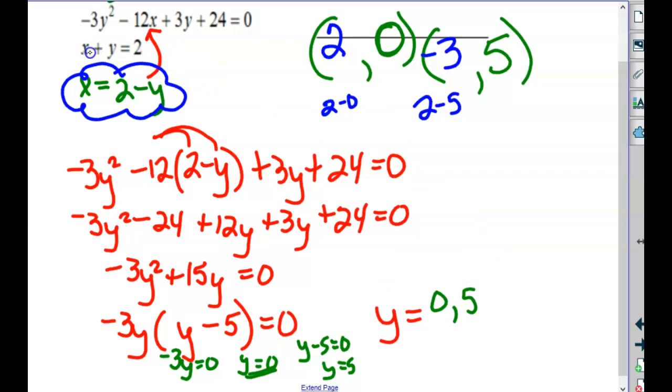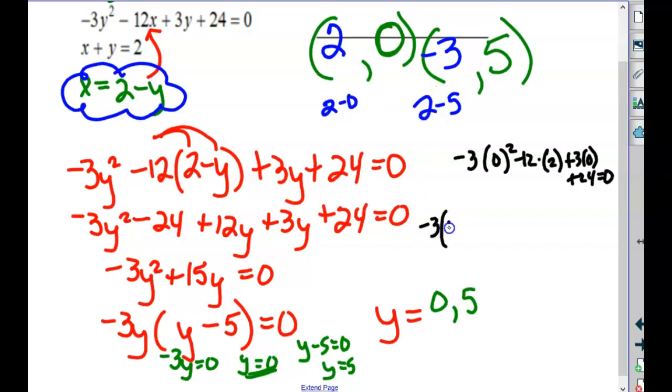First of all, you could check that x plus y adds up to 2 on both pairs, right? That seems okay. But then you could plug them in this, right? On your calculator, very carefully. Negative 3 times 0 squared minus 12 times 2 plus 3 times 0 plus 24 is supposed to equal 0. So that would be negative 24 plus 24 is 0. That works. And then the other one is a little more complicated.